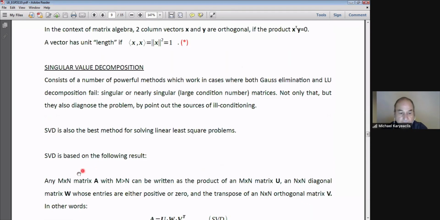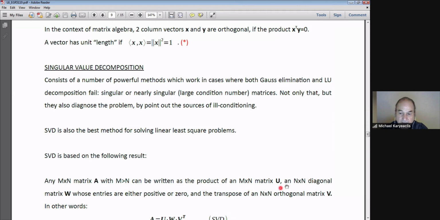Okay, so what does it do? This is a fundamental result. Let A be an m by n matrix. This is our familiar matrix A. And now let's suppose that we have m greater than n. Any m by n matrix can be written as the product of an m by n matrix U. Again, you notice the theme here: we split it up into different portions in order to isolate the issues that are associated with the problem.